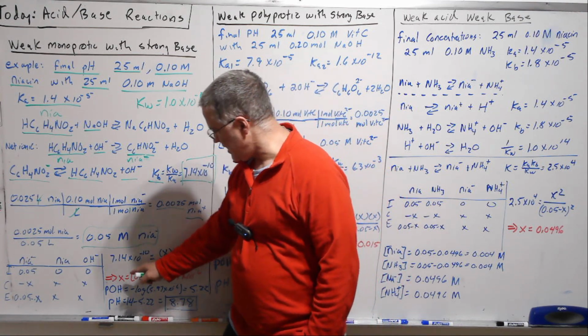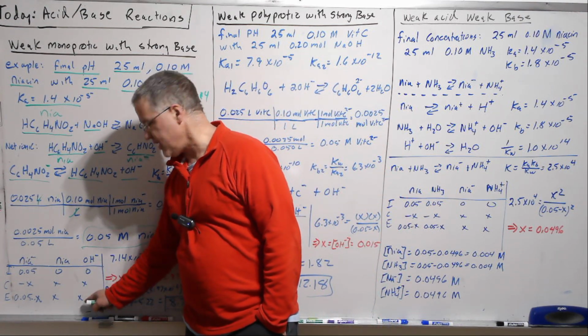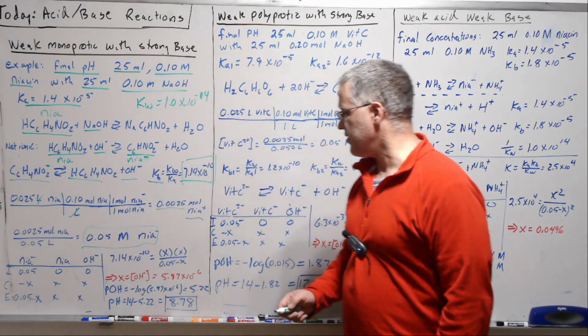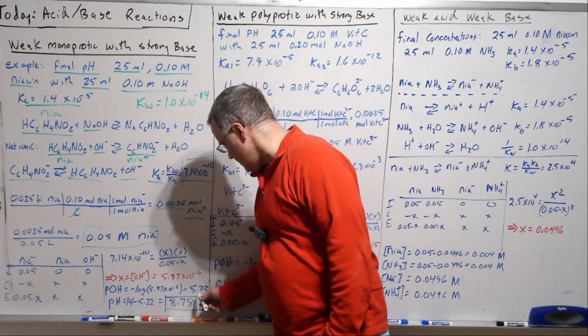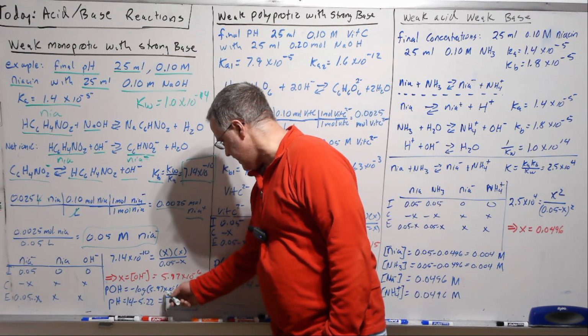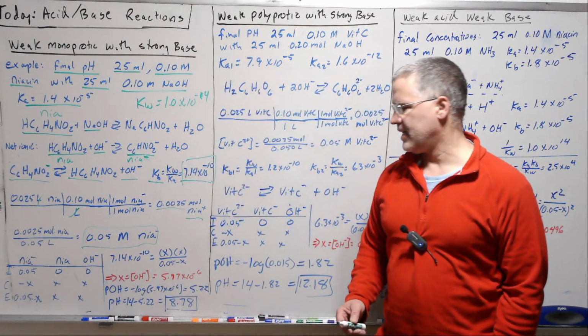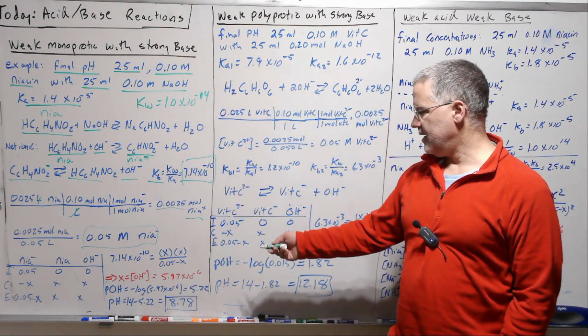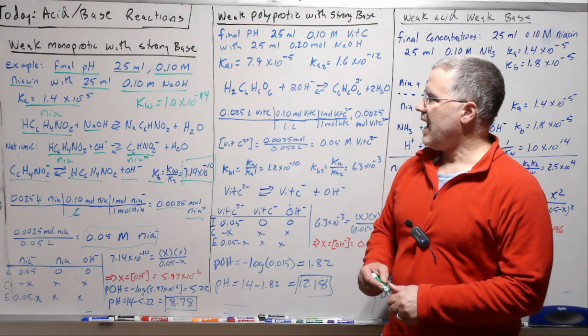What is x? Well, x is the concentration of niacin. It's also the concentration of the sodium hydroxide. So we can get pOH by taking the negative log of that, 5.22, and then pH by taking 14 minus that. And there's our final answer. Slightly basic, as we would expect.